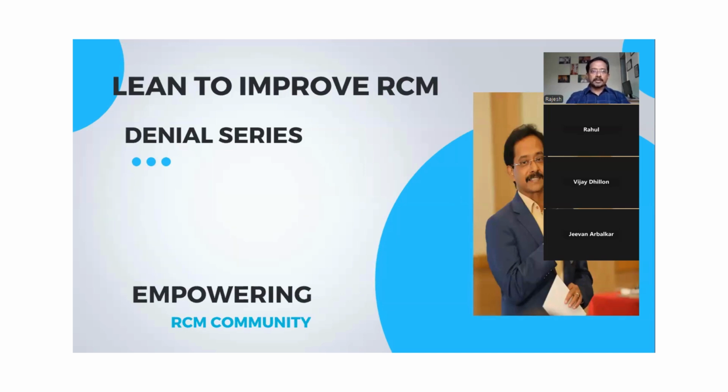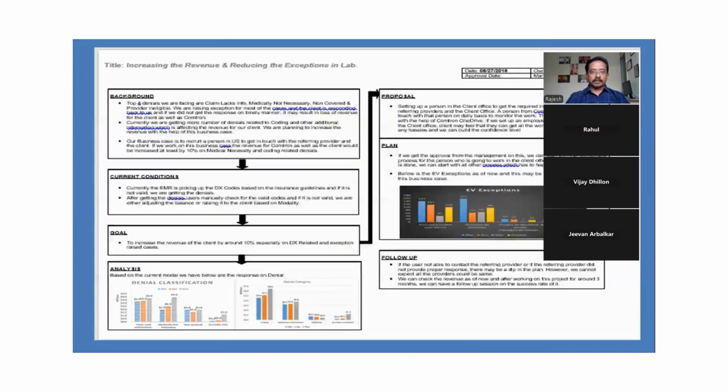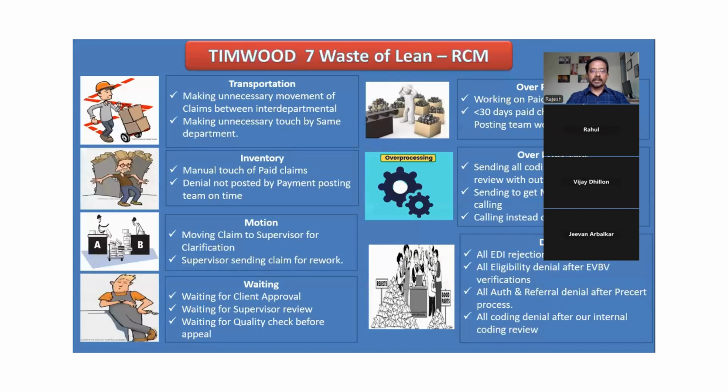Welcome back to one more session on lean methodology, how to use lean to improve our denials in RCM. We are going to see today one more interesting denial, and how we are going to close this particular denial. When you talk about lean, we are talking about the 7 wastes: transportation, inventory, motion, waiting, over processing, overproduction, and defects. These are all the major things which we are discussing in this particular series.